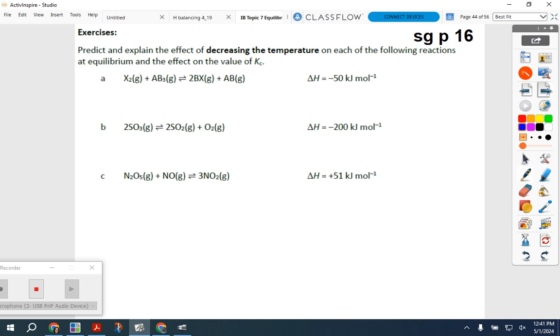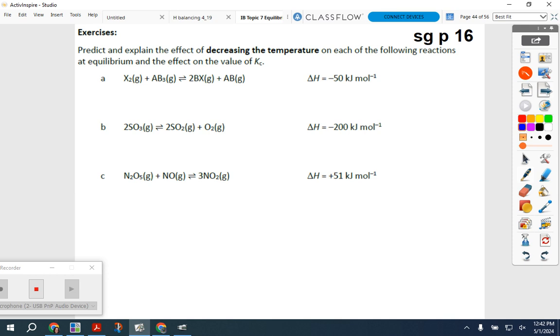So we want to know, here's this reaction. We don't even know what it is because there's X in there. It doesn't even matter, okay? All we know is that it's reversible and that our delta H is negative 50. So if we have a negative delta H, what does that mean? It means it's exothermic, okay?